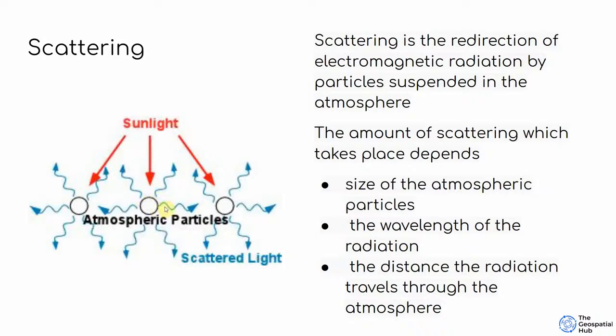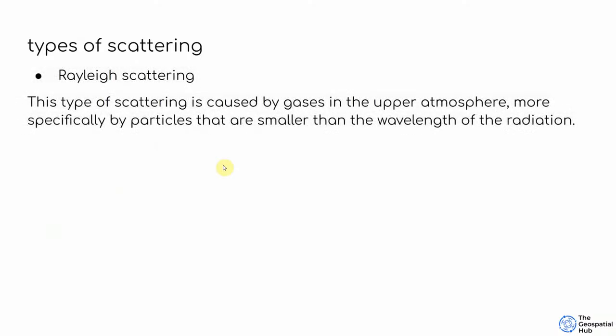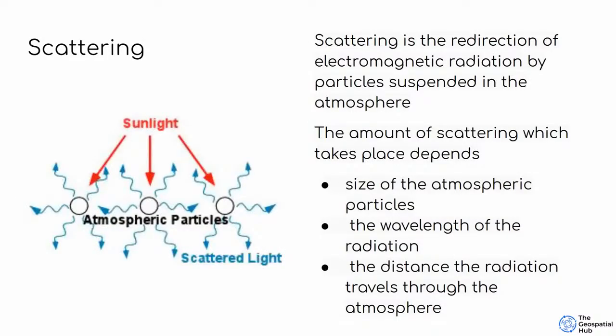We'll be talking more about the types of scattering we have. Basically we have three types of scattering. We have the Rayleigh scattering, we have the Mie scattering, and we have the non-selective scattering. We'll be starting with Rayleigh scattering. Rayleigh scattering occurs when particles are very small compared to the wavelength of the incoming radiation.